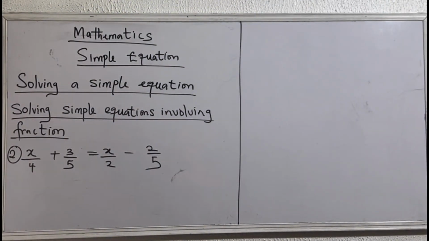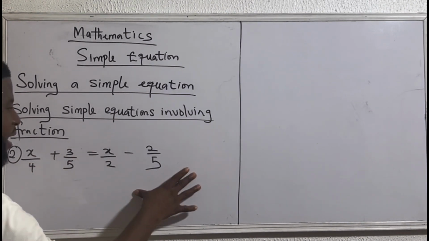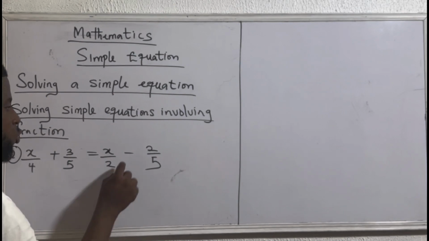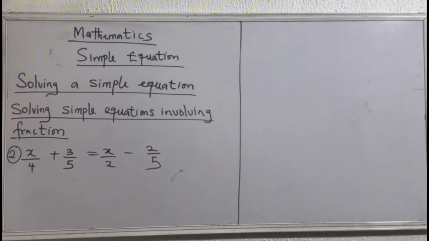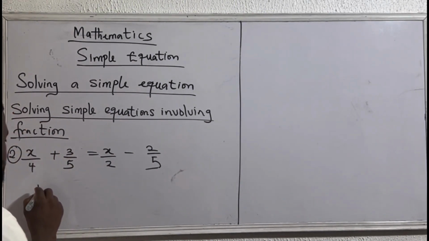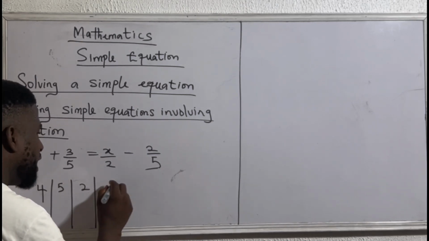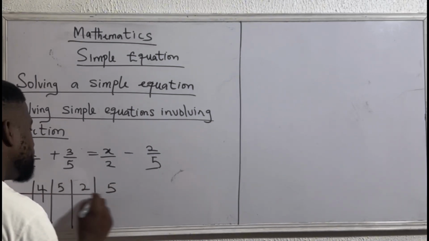Another example, on the left hand side we have x over 4 plus 3 over 5 equal, on the right hand side we have x over 2 minus 2 over 5. The first thing to do is to find the LCM of all the terms. So we have 4, we have 5, we have 2, and then we have 5. So we find their LCM.